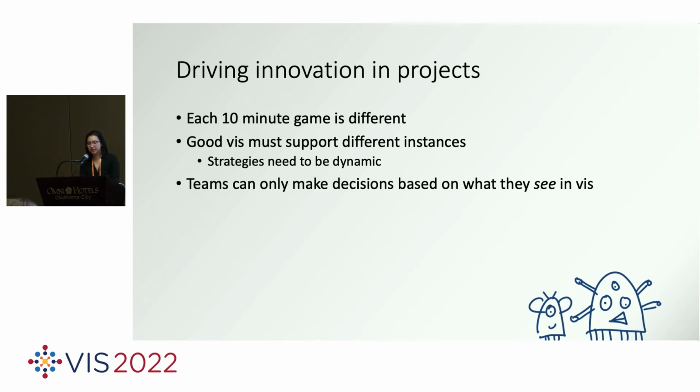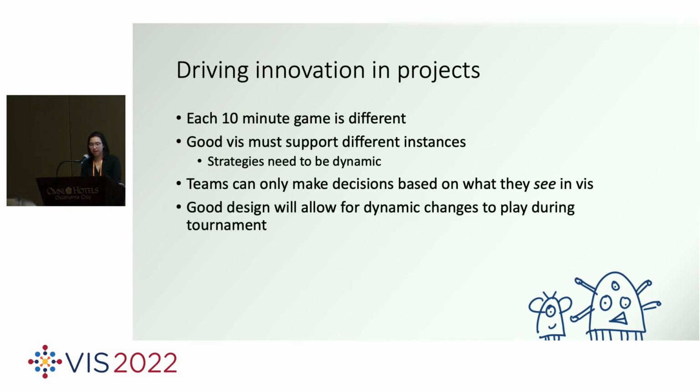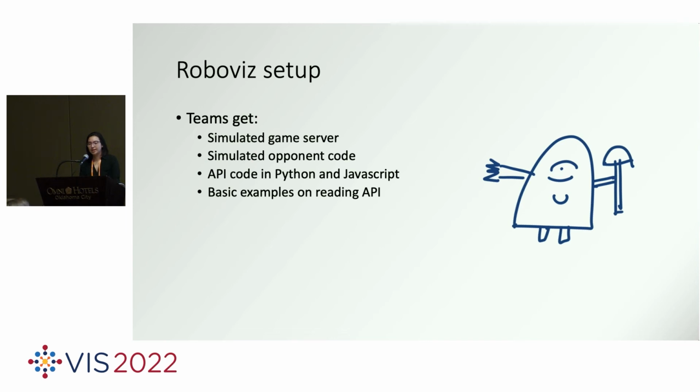Teams are required to make decisions based only on what they see in the visualization. A good design will allow a team to decide which strategy to emphasize, what to guess, when to do it, and what to ask the hacker. To get teams started, we give them a simulated game server, some API code in Python and JavaScript, and a simulated opponent they can extend.